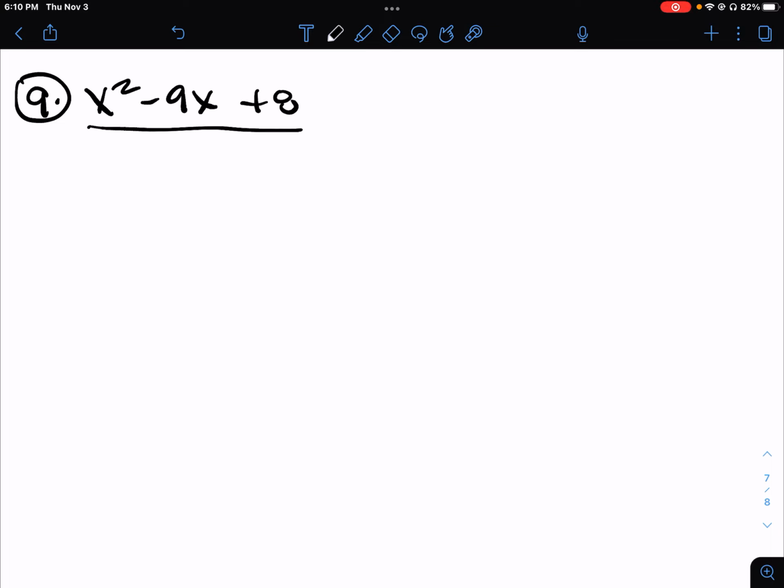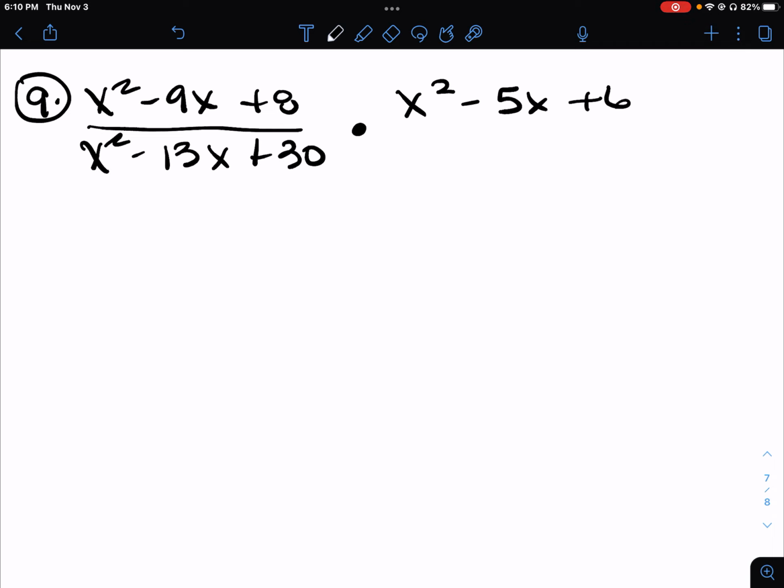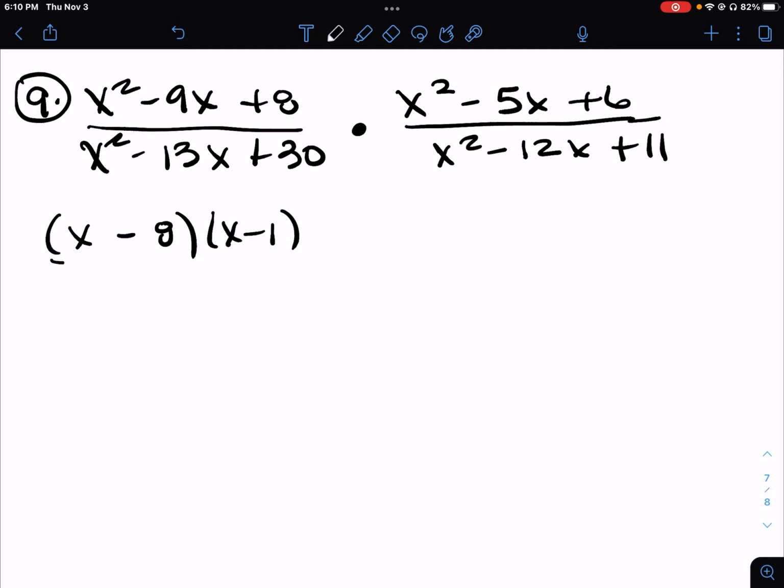Okay, the next problem is multiplication, but they all have x squared. So that means they all need to be factored. Okay, they're all trinomials with a 1, so on all of those, we want to multiply and add. So multiply to 8, add to 9, 8 and 1. Multiply to 30, add to negative 13, negative 10, negative 3.